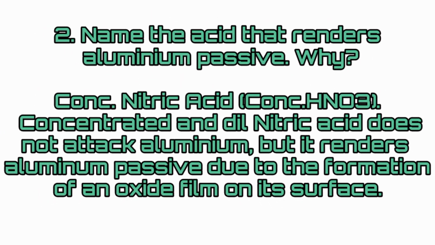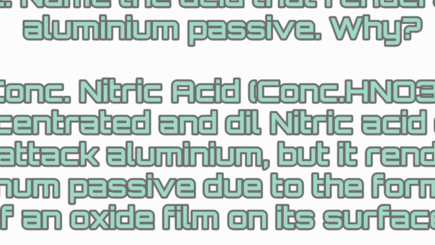Question number 2. Name the acid that renders aluminium passive. Why? Concentrated nitric acid, concentrated HNO3. Concentrated and dilute nitric acid do not attack aluminium, but it renders aluminium passive due to the formation of an oxide film on its surface.